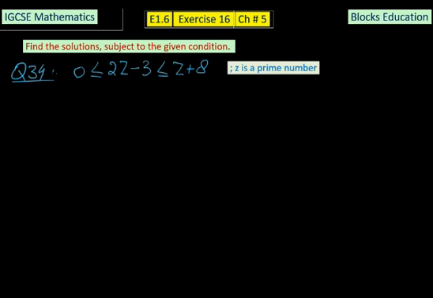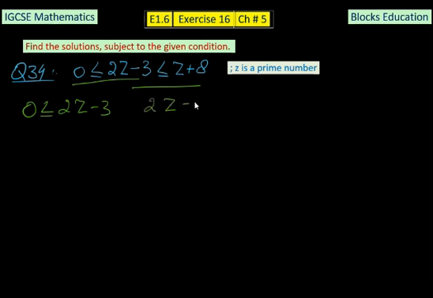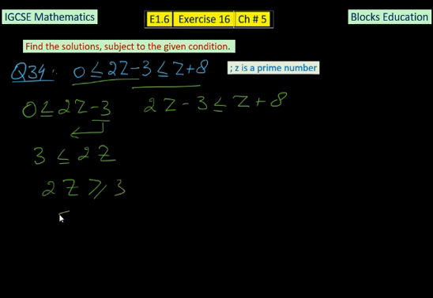In question number 34, it says 0 less than or equal to 2z minus 3 less than or equal to z plus 8. Same methodology: divide these three parts into two inequalities. So it will be 0 less than or equal to 2z minus 3, and 2z minus 3 less than or equal to z plus 8. Now we have to make z alone, so move minus 3 to the left side, so it will be plus 3 less than or equal to 2z, which we can write as 2z greater than or equal to 3, or z greater than or equal to 3 over 2.